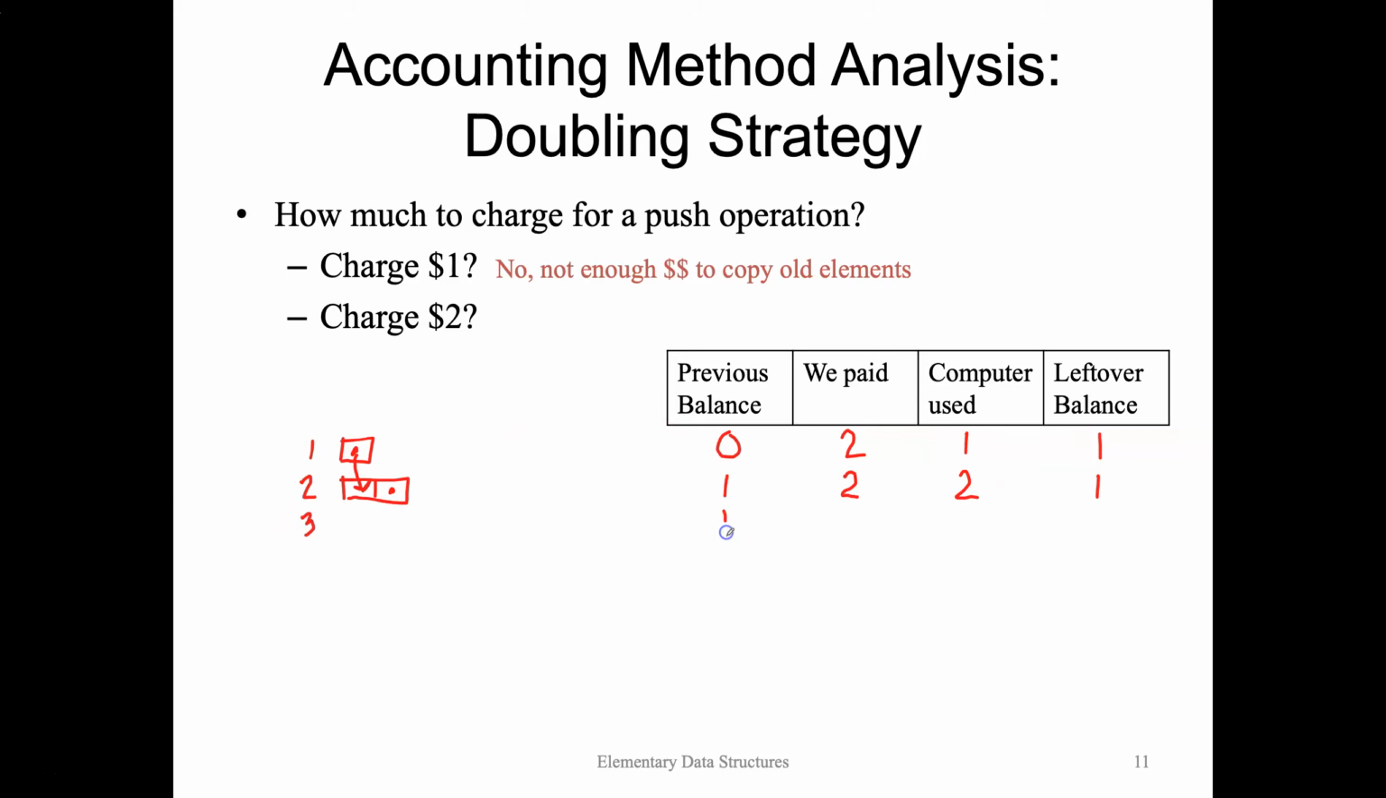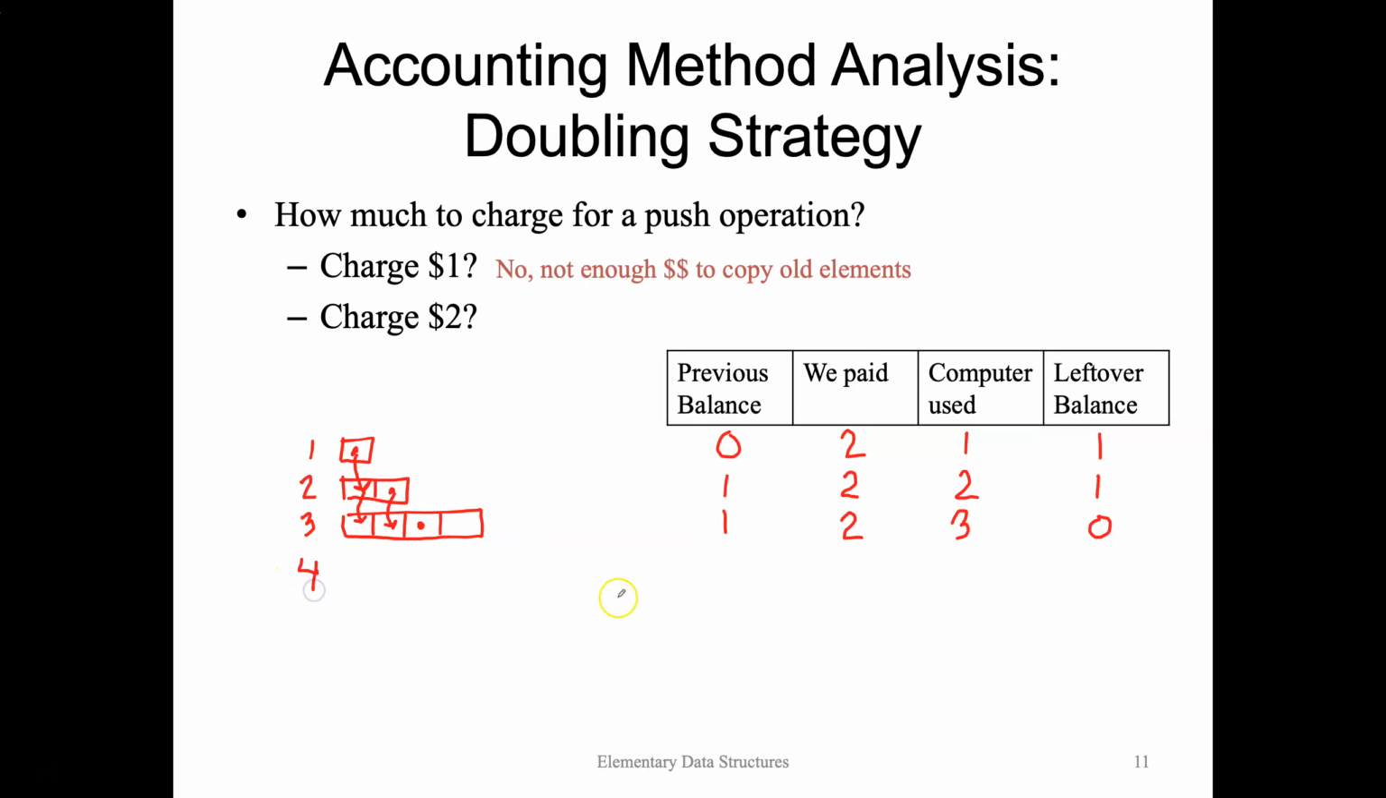So now let's look at the third time we call push. We still have $1 left over from the previous iteration. We're going to pay the computer again $2 for pushing this third item. But how much does it need? It's run out of room in the old array, so it has to create a new array of size 4, because we are doubling. And it will need $1 to copy over this old item, another $1 to copy over this old item, and then a third dollar in order to push that third item. So the computer uses $3, and now we have a balance of 0. Uh-oh.